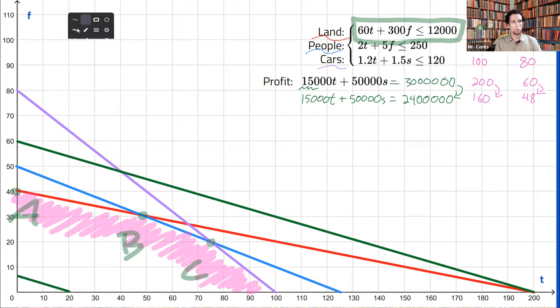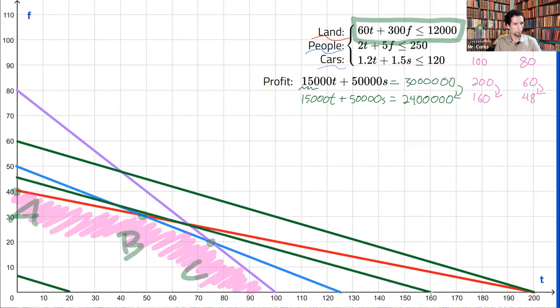All right, so new intercepts. There we go. 160 and 48. That's a little more into 48. Okay, so there's our new line. I'll label that for us. But just from looking at this, it seems like we are doing pretty well here.